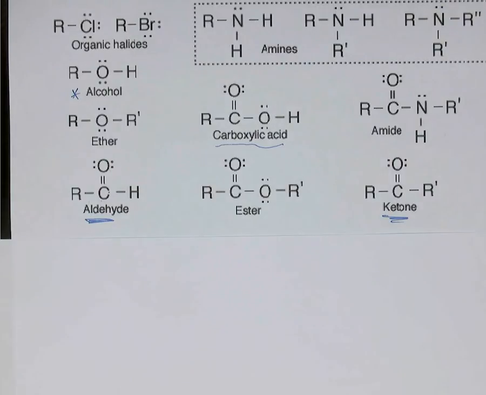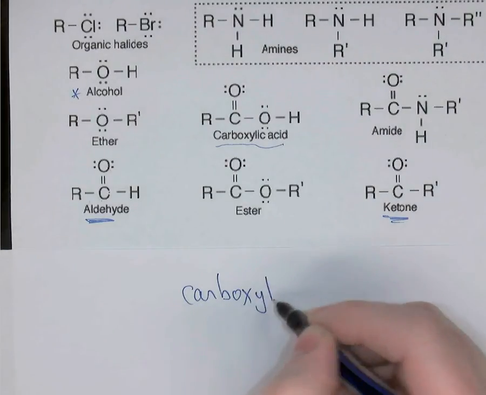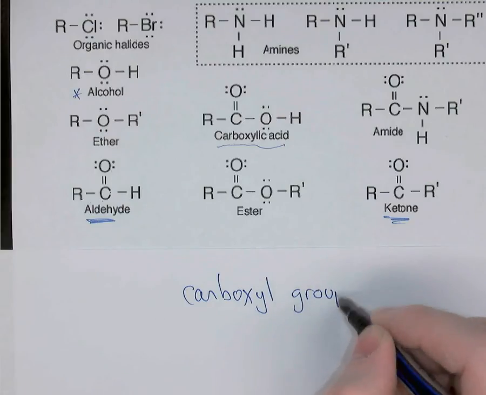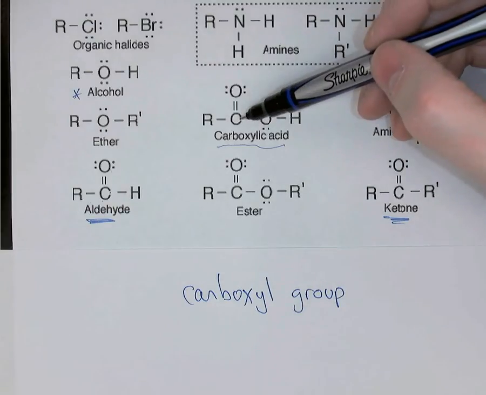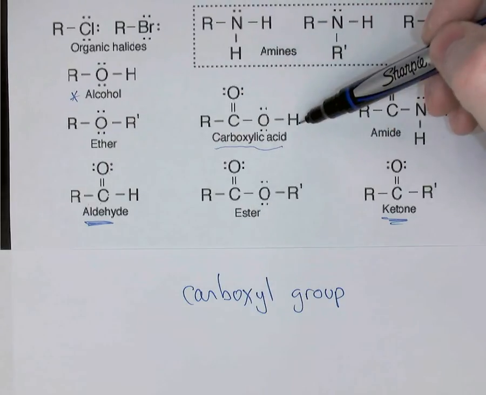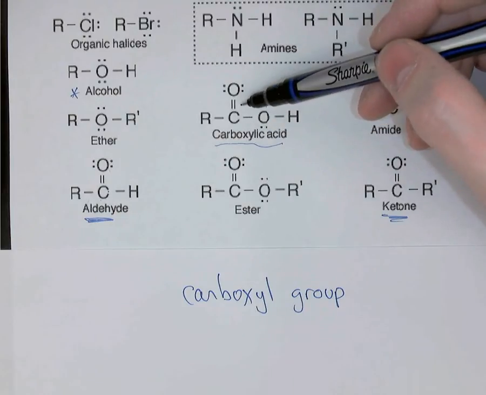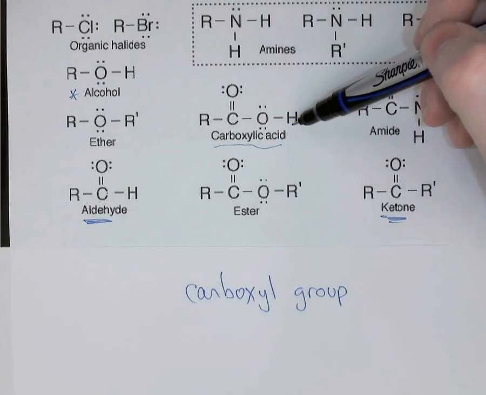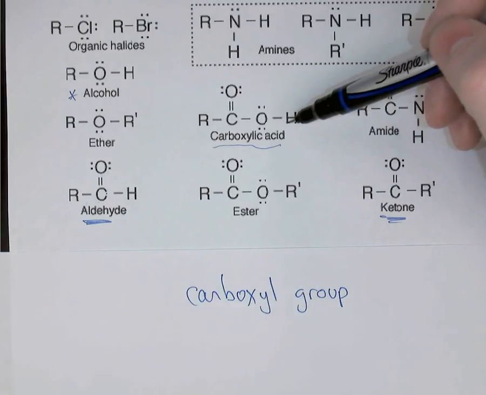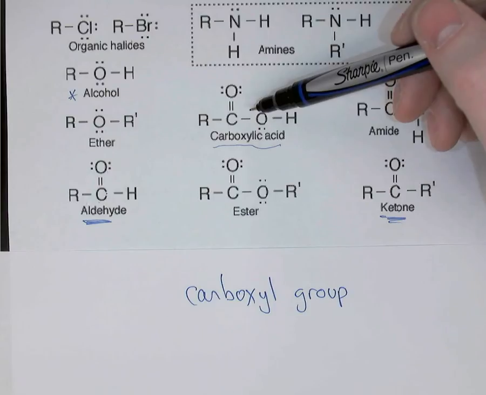A carboxylic acid is characterized by the carboxyl group. The carboxyl group is this carbon with a double bond to oxygen and then an OH also. And you might be tempted to think of this as a carbonyl group with an alcohol group also, and I understand why you'd think that, but try to avoid that because it behaves in a totally different way.